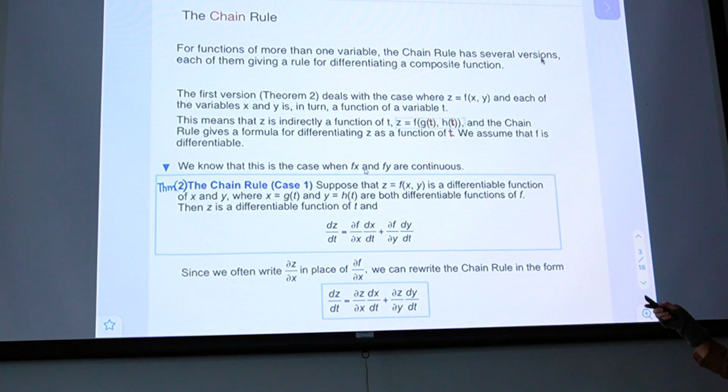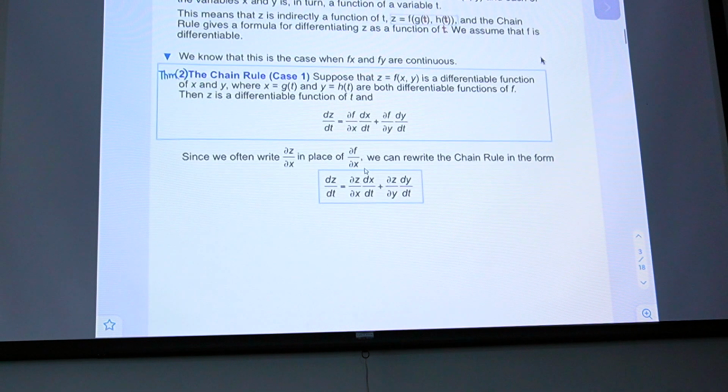That was the first case, when z is a differentiable function of x and y, and x and y are differentiable functions of t, okay? So you have this. Now how do you remember this, right? Okay, so I'm going to help you remember this later on with a tree diagram, okay?